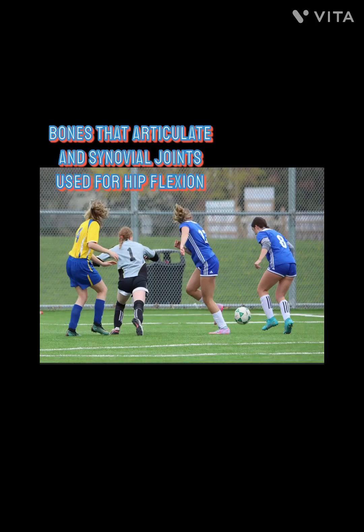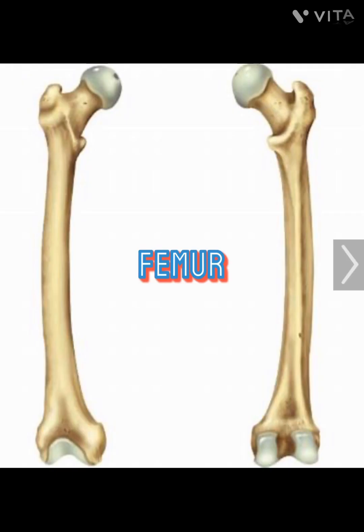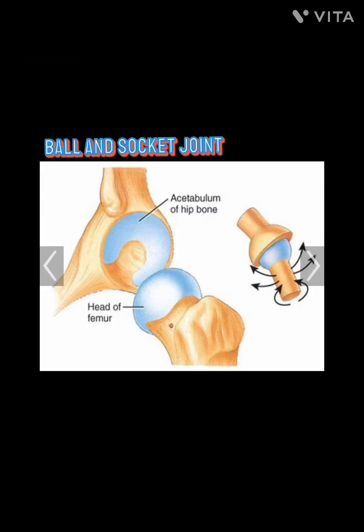Now I'm going to be moving on to bones and joints, specifically for hip flexion. In this photo, you can see the ilium, pubis, and the ischium. Another bone that articulates during hip flexion is the femur bone, which is a very large, very strong bone. Because of how the femur bone fits into the hip bone, this movement is a ball and socket joint.